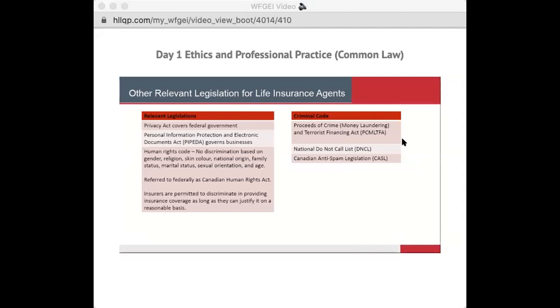So insurers, however, are permitted to discriminate in providing insurance coverage as long as they can justify it on a reasonable basis. In other words, the insurance company is not obligated to insure absolutely everybody. It could be a situation where the individual is in such bad health that there's just no way that we can afford to insure this person. So therefore, we will decline him, or we will put in exclusions or limitations.